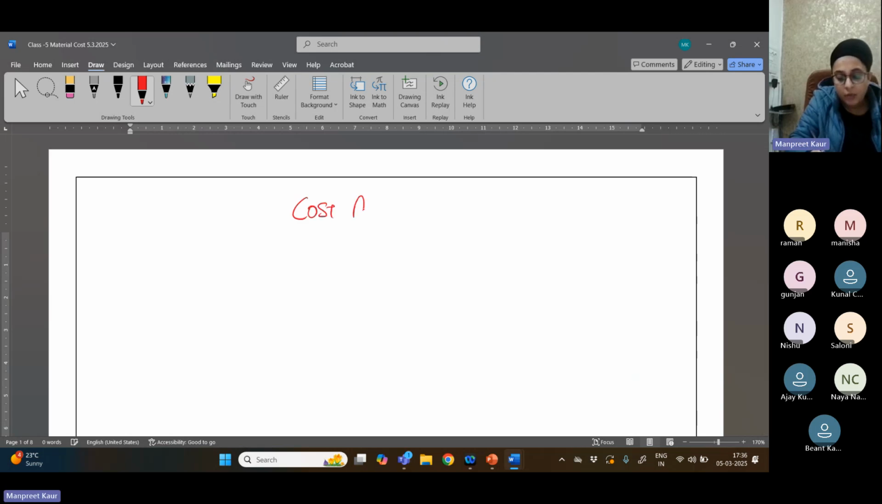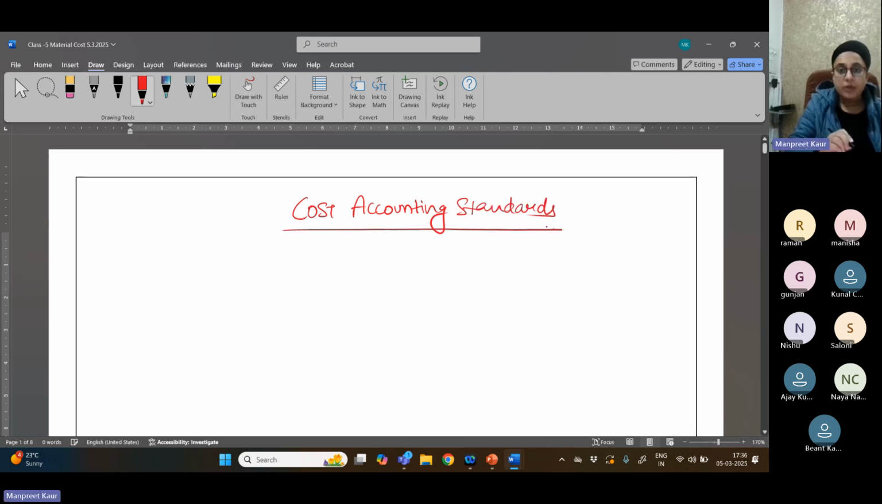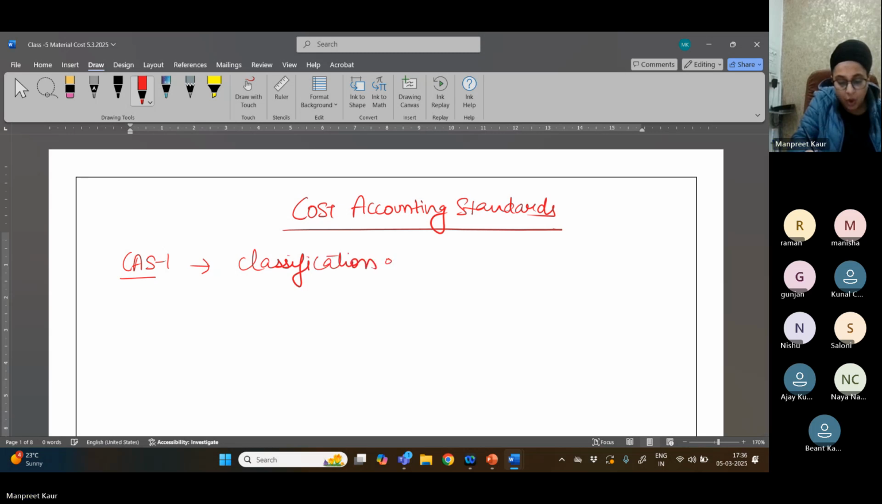Cost accounting standards. Cost accounting standards CAS 1 says classification of cost. That is your chapter 1. And second is the cost sheet.